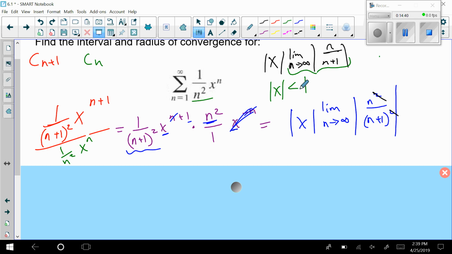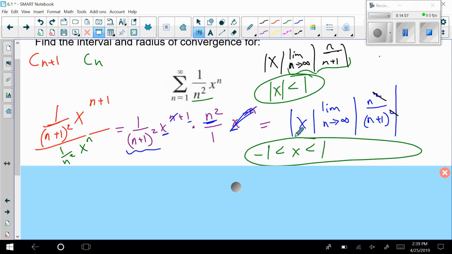And then when I have it less than 1, we've done things like this before. If you just solve that like you're back in algebra 1, you'd get what? x would have to be between -1 and 1. So that is actually the interval of convergence right here, and it has a radius of 1.